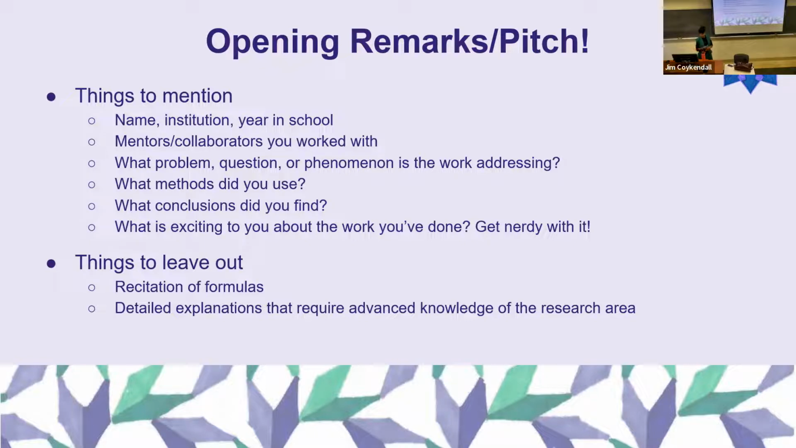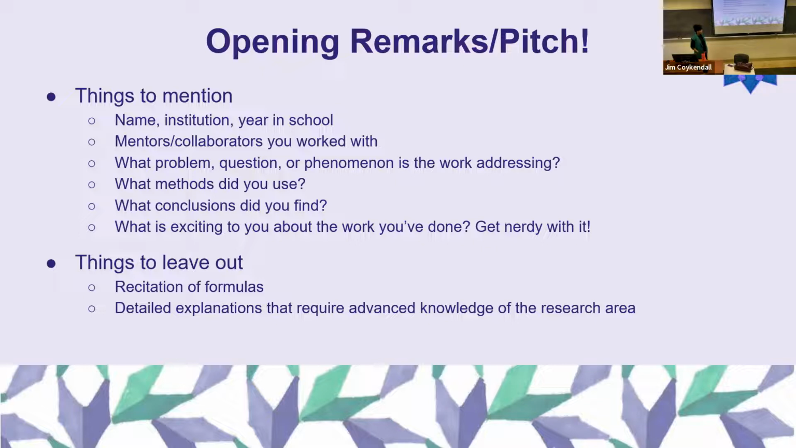Lastly, talk about what excites you. So it's always good, when you're giving a presentation in general, a talk or a poster, specifically a poster presentation, to tell why you're excited about it. Why did you pick this topic? It's not really a homework assignment at this point. This is something that you actually were interested in and you want to learn more about.